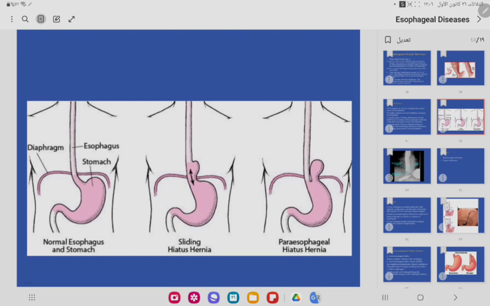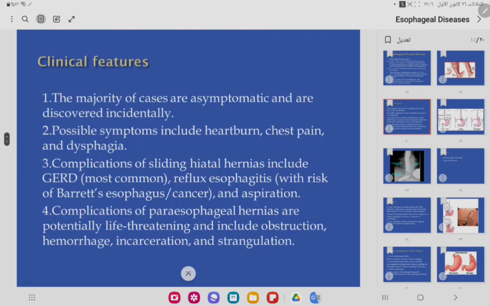Sliding hernias are quite common. We see them a lot incidentally on CT scans done for chest lesions. If he is symptomatic with GERD, you treat him and medically optimize him. We don't operate unless it is very severe.